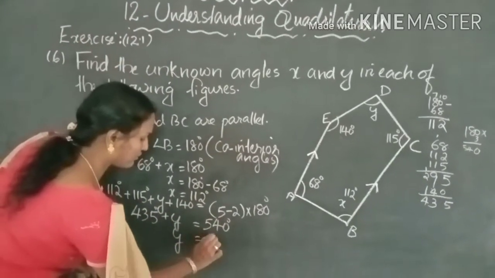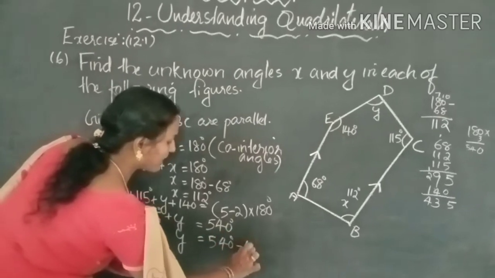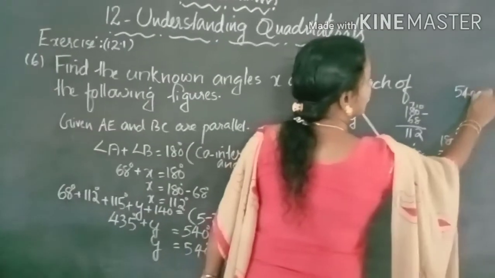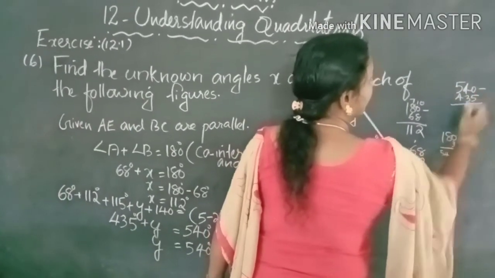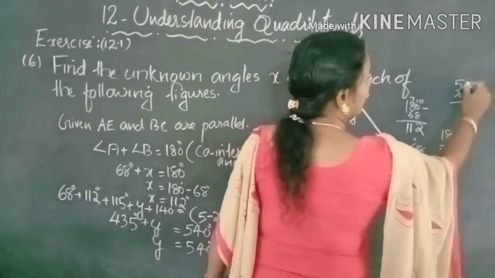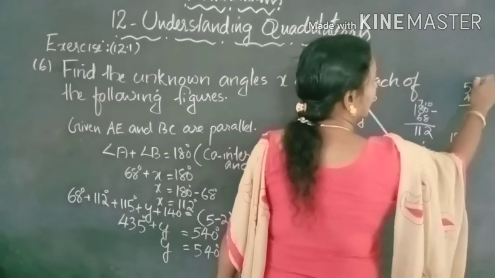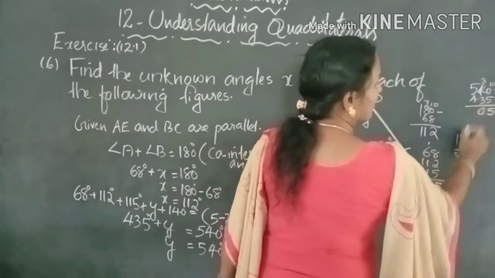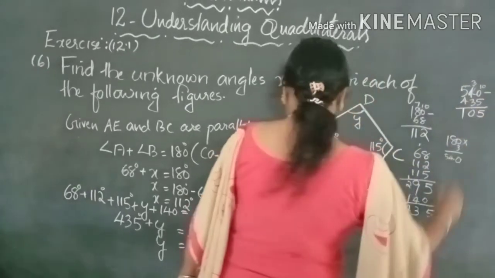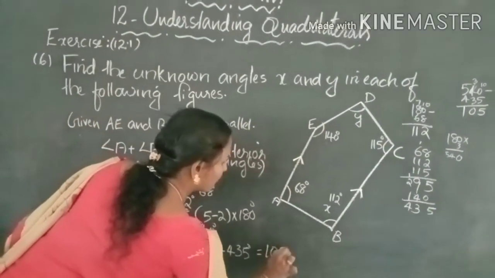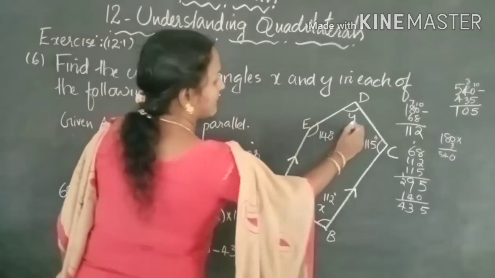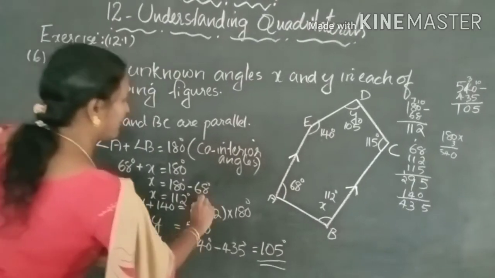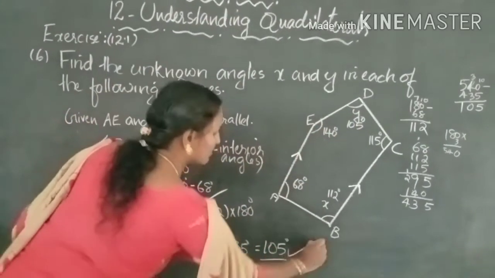So y is equal to 540 minus 435. 0 minus 5 is not possible, so we borrow and get 10. 10 minus 5 is 5, 3 minus 3 is 0, 4 minus 4 is 0, so it is 105 degrees. So y is equal to 105 degrees. So x is equal to 112 and y is equal to 105.